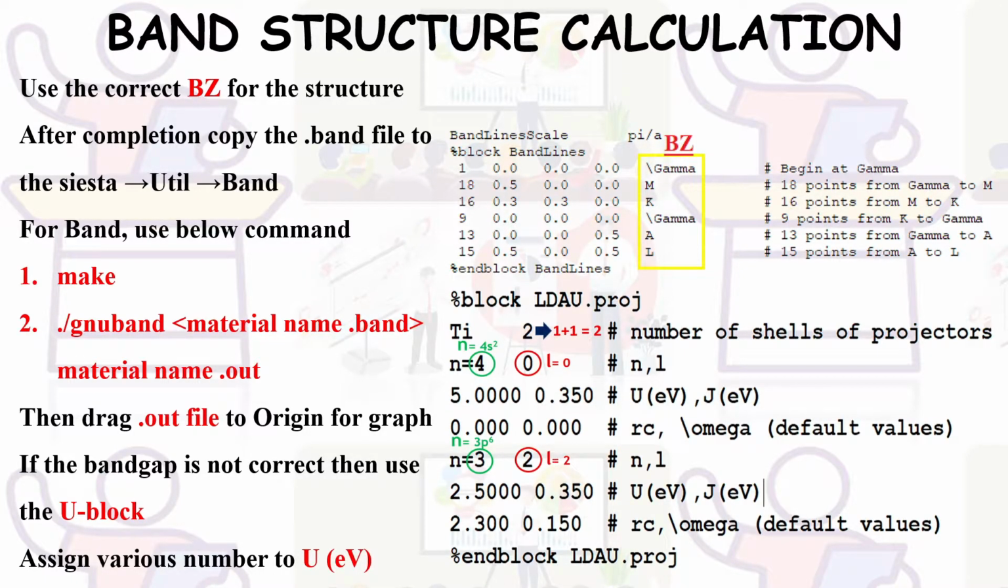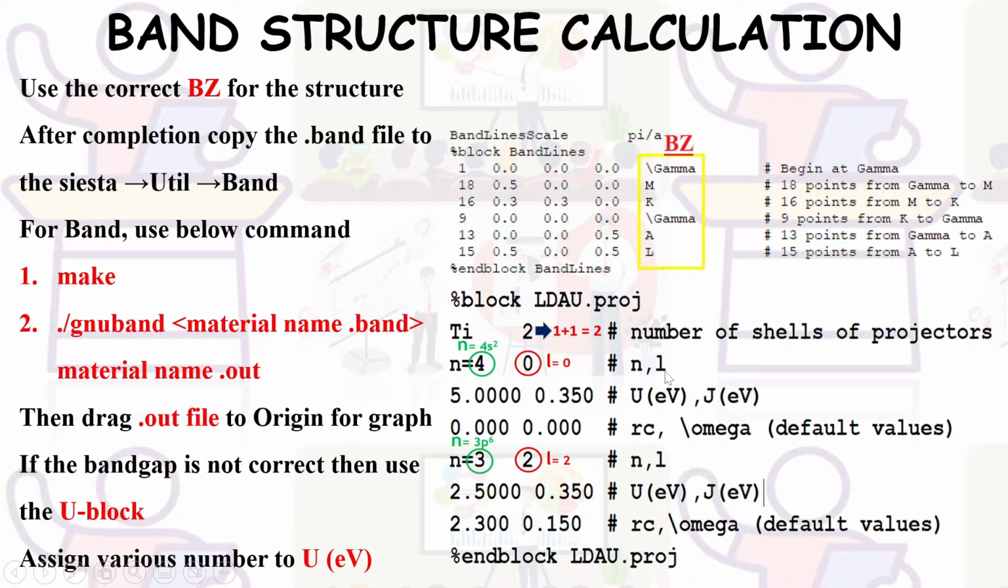So we consider, so this is the block LDA+U projectors. This tells us about the number of shells of projectors. So here we consider n and l. One is the principal quantum number and the other one is the angular momentum quantum number. And for 4s2 and the last, 3p6, so n is equal to 4.